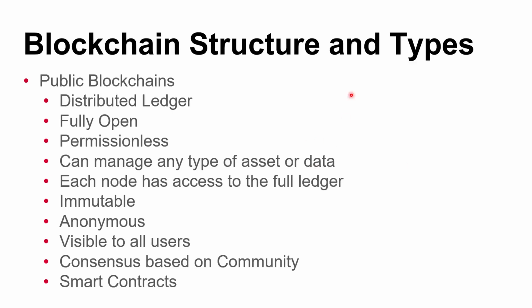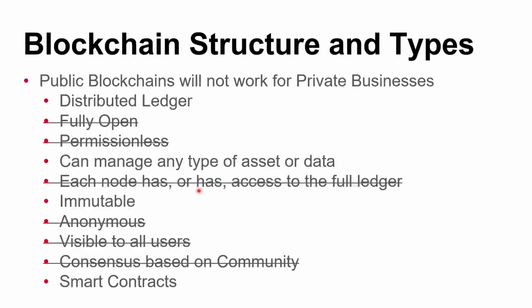So Bitcoin's a bit of an exception to this point: any type of asset or data, and smart contracts. Well, in order to work in a private business, not all of these attributes would be welcomed. If we wanted to set up a transaction system or a blockchain between businesses or within one business, we probably would not want all of those same attributes.